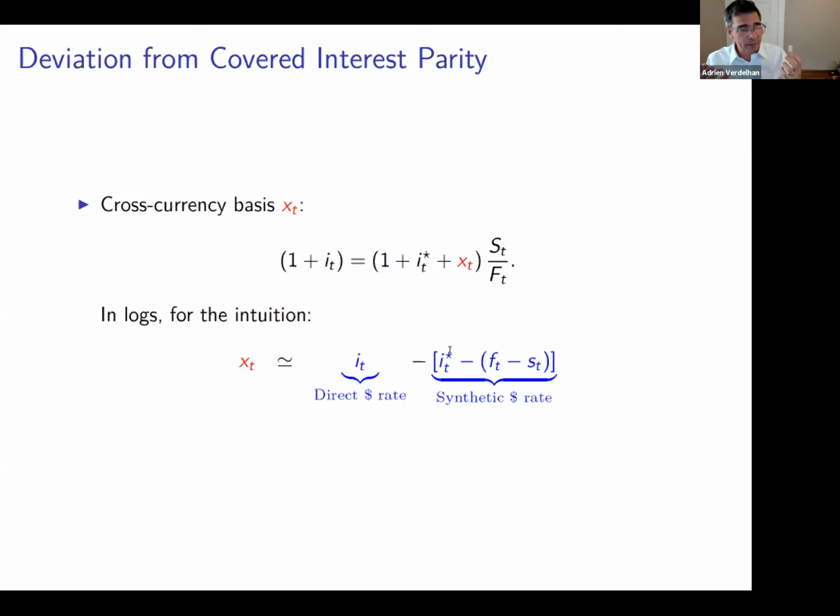And this would be, if you want a synthetic way to borrow US dollars, you would borrow in a foreign currency and take out the currency risk. The logic of Keynes was that they should be the same. These are two ways to obtain $1. We should have the same cost. And of course, I'm going to show you that it's not the case.